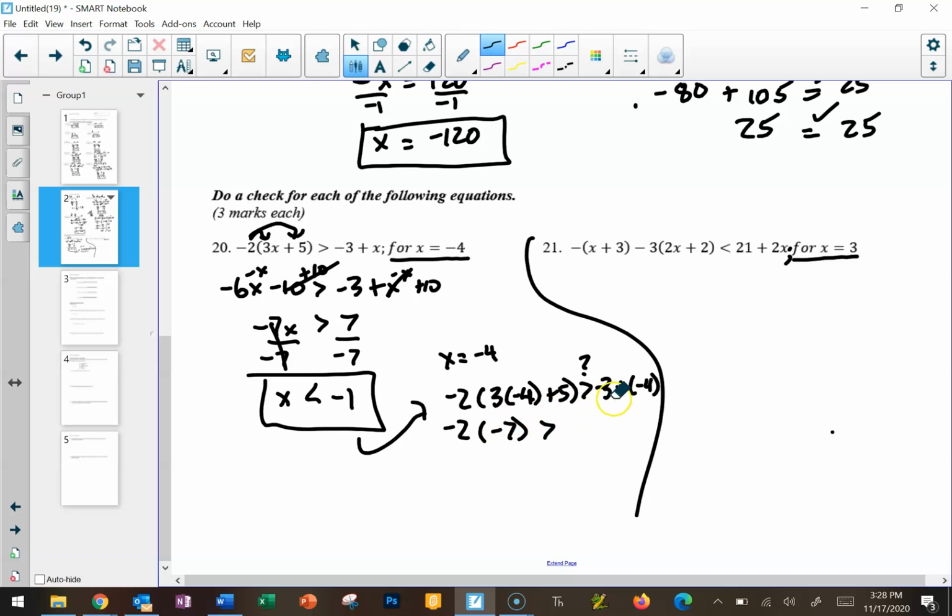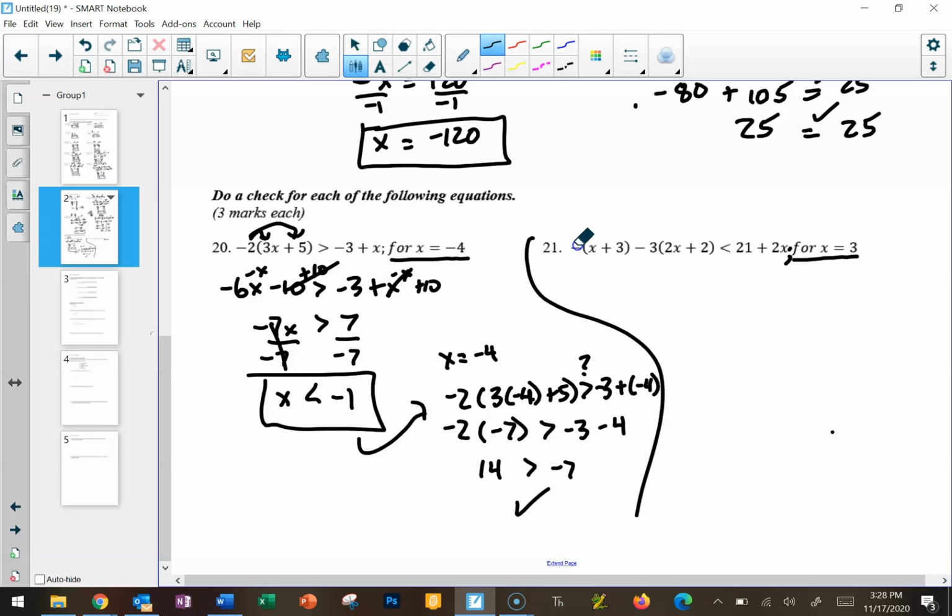And then over here, we've got -3 plus a minus. Well, plus a minus is really just minus, right? So -4. So we've got -2 times -7, which is going to be a positive 14. And is that indeed greater than -3 minus 4, which is -7? Well, clearly 14 is greater than -7, so that one checks out. Remember, you have to check with the original sign too, right? At the end, our sign was less than, but the original equation has a greater than sign. So make sure you check with the original equation.